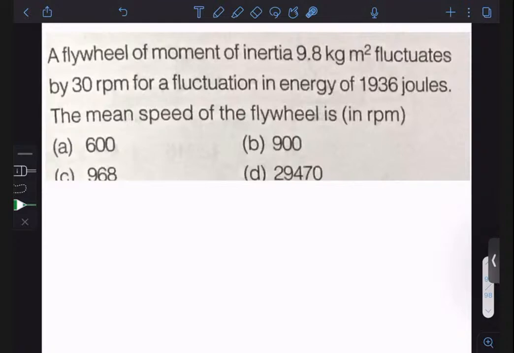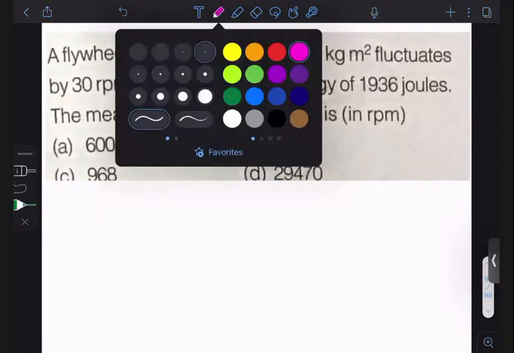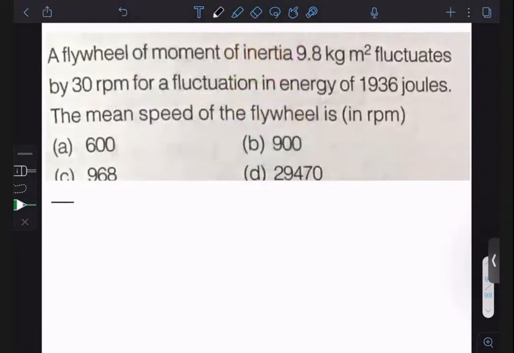See how we can solve this. Quite easy problem. Moment of inertia is given to you. Here I is 9.8 kg meter square, and fluctuation of energy is 1936 joule. No problem. And N mean speed is required.